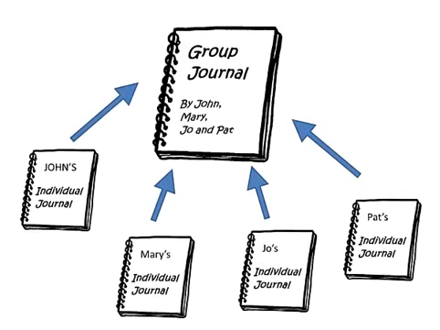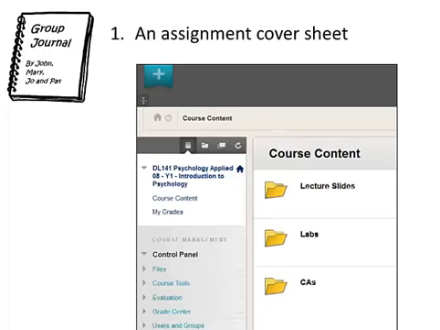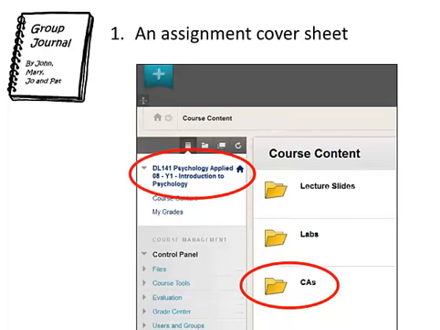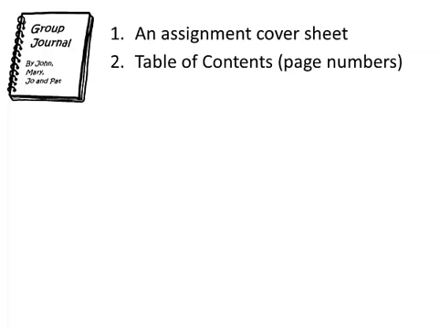Now we can ask, what's in the group journal? Okay, so let's take a look. First, the group journal will have an assignment cover sheet. This will list your group names and student numbers. Remember, a template for this sheet can be found in Blackboard in the same folder as the CA brief. Next, the group journal will have a table of contents that identifies the page numbers of each section.